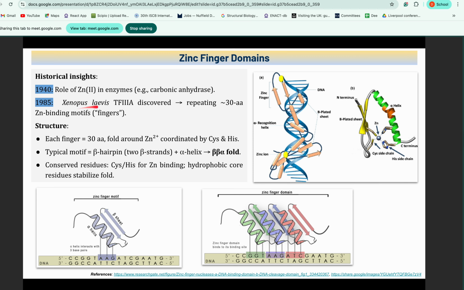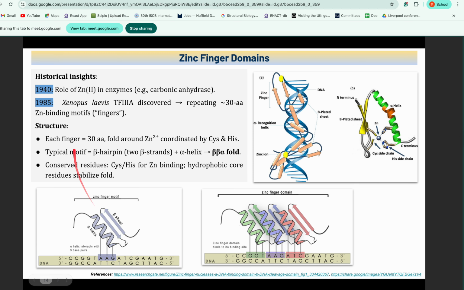They have seen that the enzyme is cooperating with these ions. In 1985, the Xenopus laevis organism was studied, in which transcription factor 3A was discovered, which was showing repeated 30 amino acid zinc finger binding motifs. So these motifs were present in this particular protein. So in 1985, it was evident how zinc finger domains are present inside proteins. If we talk about the structure of these zinc finger domains, then each finger, as you can see, these different colors represent different fingers. In this case, we have three fingers, and if we talk about one single finger, this green region shows one single finger.